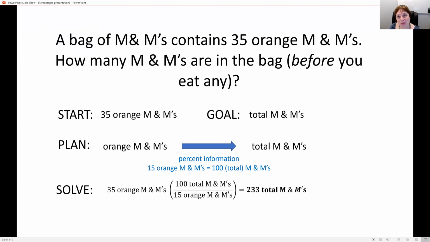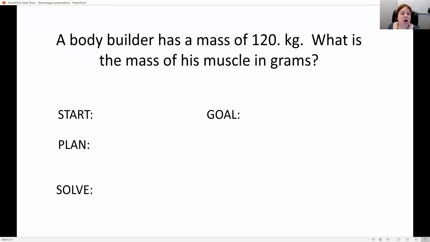Okay, let's try one more. A bodybuilder has a mass of 120 kilograms. What is the mass of his muscle in grams? Okay, so again, identify your starting point and where you're trying to go. We'll make a plan and work through solving it. Again, pause if you need a few more minutes to work through this on your own.